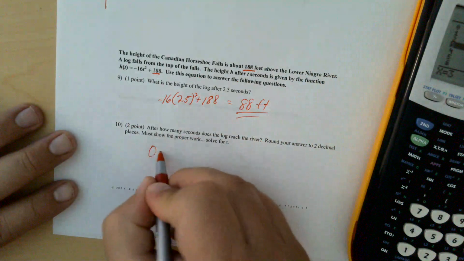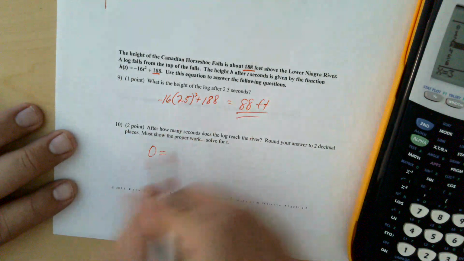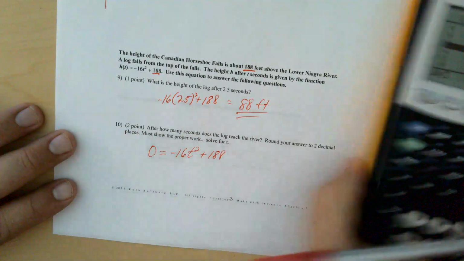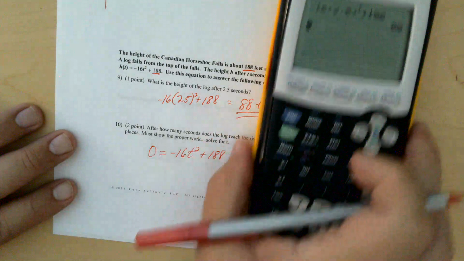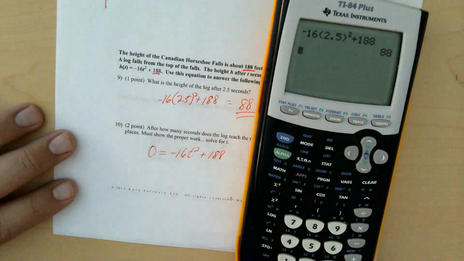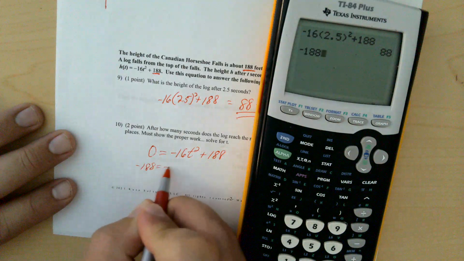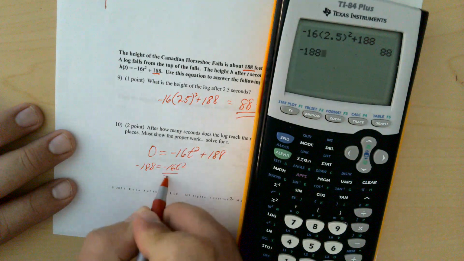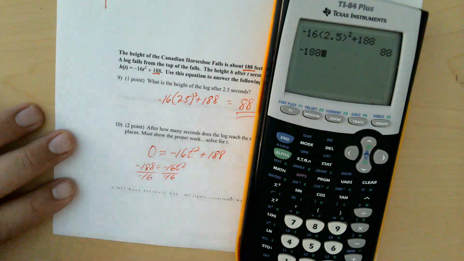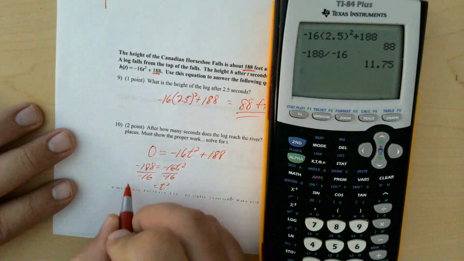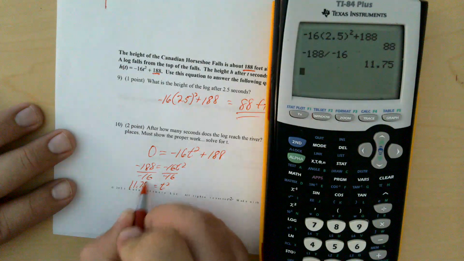So you're solving this equation. We want our height to be 0. So negative 16t squared plus 188 equals 0. You can solve this very quickly on a calculator. That 188 needs to become a negative 188. Negative 188 equals negative 16t squared. We're solving by the square root method. Once I subtract that 188, I need to divide by negative 16. And this is what t squared equals. It's not going to take 11.75 seconds to hit the ground.